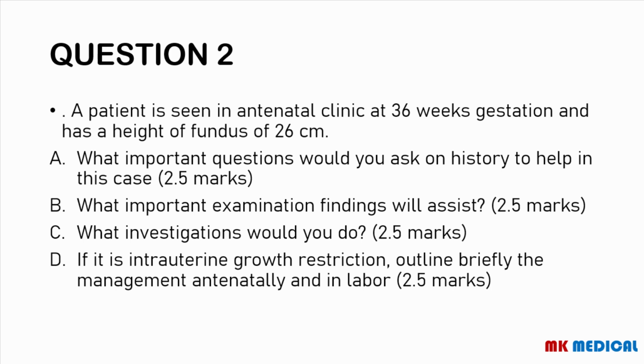Then part D, if it is intrauterine growth restriction, outline briefly management antenatally and in labor. So the management is largely dependent on the gestational age, the severity of the IUGR, and the maternal as well as the fetal condition. So since the gestational age is above 35 weeks, the management is immediate delivery. Antenatally, we want to do an ultrasound for a biophysical profile and assess the amount of liquor. Then your mode of delivery ideally should be a cesarean section.